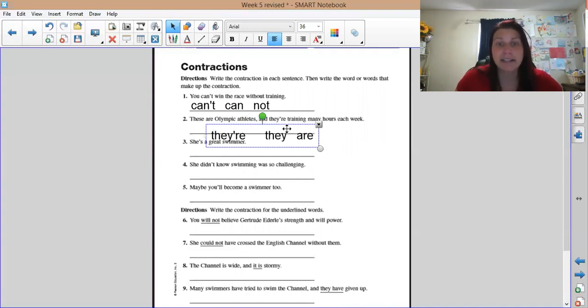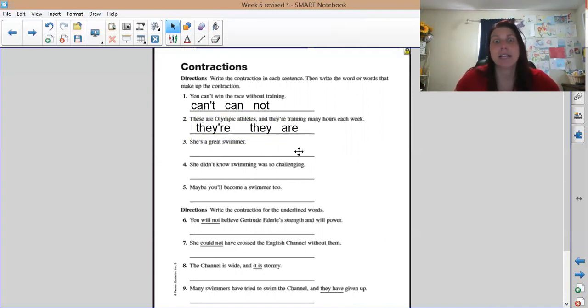All right, come on, you can do it. I know you can, come on, bear with me. Come on, get funny. I know it's torture, but we gotta do it. She's a great swimmer. Maybe she's a mermaid. Maybe, you never know. She's a great swimmer. What is our contraction?